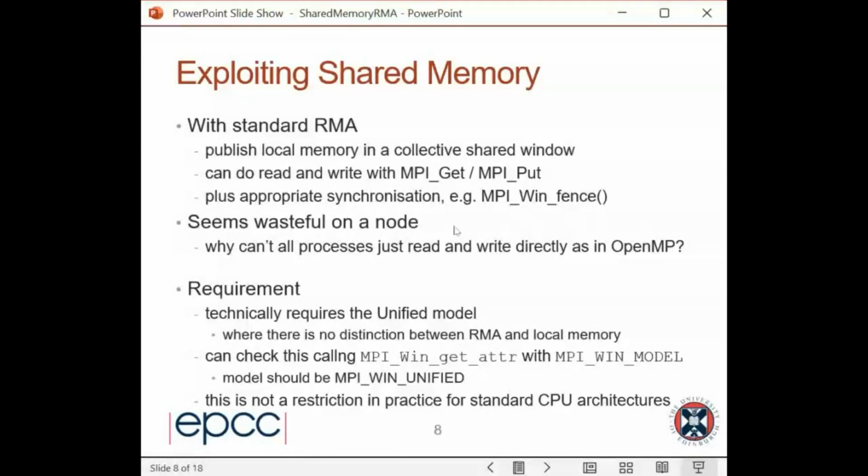Technically this requires something called the unified model, which I won't go into. But this is really just a technicality. In fact, all standard modern CPU architectures will in principle allow processes to read and write directly to a piece of shared memory, not having to use function calls like put or get. The caveat to that is, of course, that the read or write requires the processes, the MPI ranks, to be on the same node. So for the first time, we're going to have to talk about nodes. We're going to need a way of identifying all the processes which live on the same node.